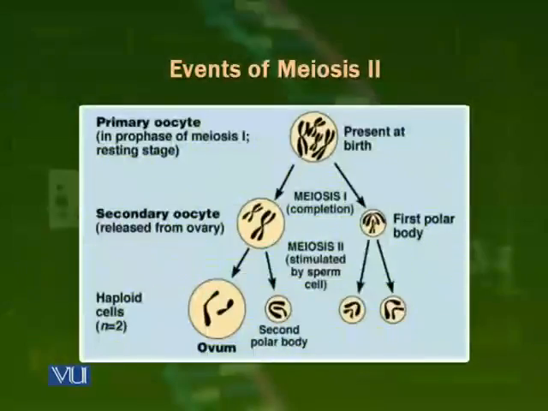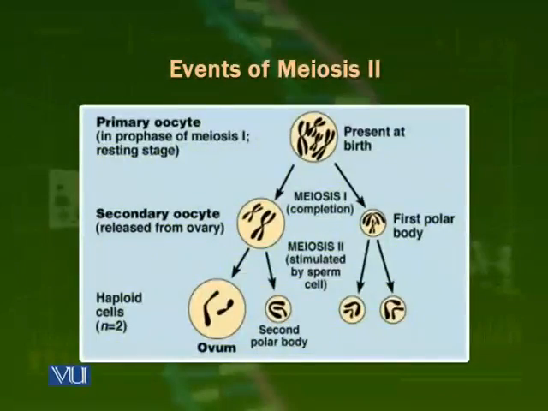In males, one germline cell divides into 4 equal sized cells. It means that one germline cell makes 4 sperms, all with a haploid number of chromosomes, n number of chromosomes. But in females, there is a difference.